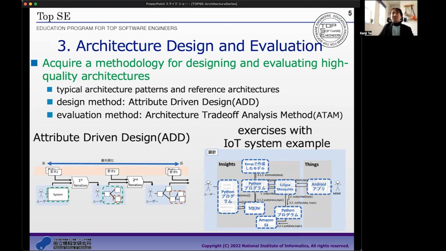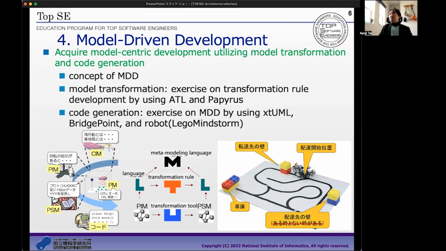So we choose the very popular architecture design method and architecture evaluation method, like the attribute-driven design or architecture trade-off analysis method. The students study both techniques and methodologies and do the exercise with IoT system examples, to design high quality software architecture by considering the trade-off among the quality requirements. So those three courses are mainly for studying the basic techniques of designing and evaluating software architectures.